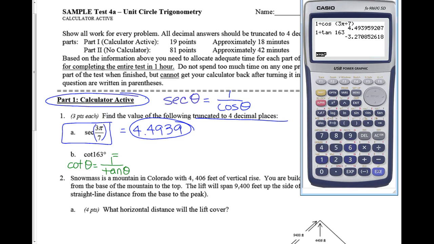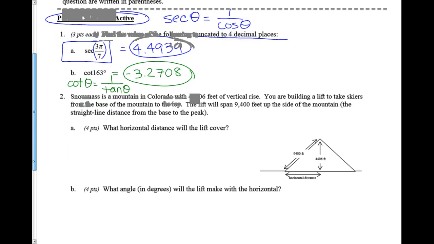And I need to do 1 divided by the tangent of 163. And that gives me negative 3.2708. Again, make sure you were truncating those to 4 places after the decimal. That means chop them.